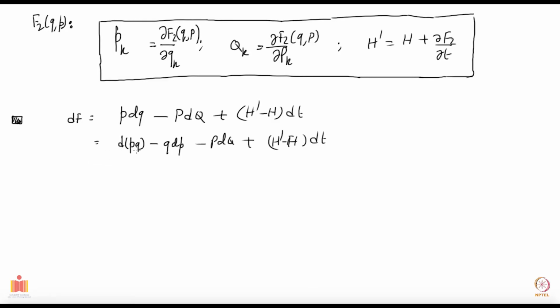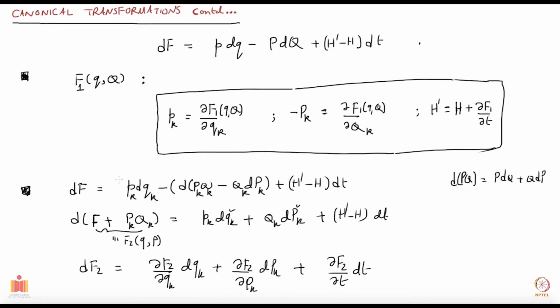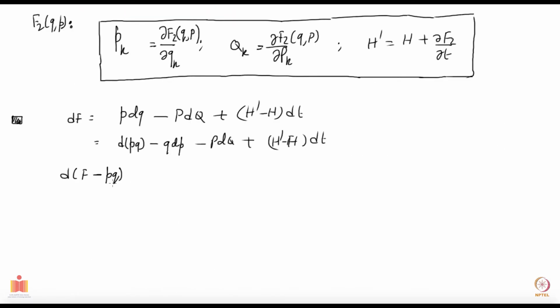Okay, and I will now, as before, take this total differential to the left hand side and combine with f, and I get d of f minus pq, small p small q. And you can supply the indices here, the k's, but I will omit them right now.